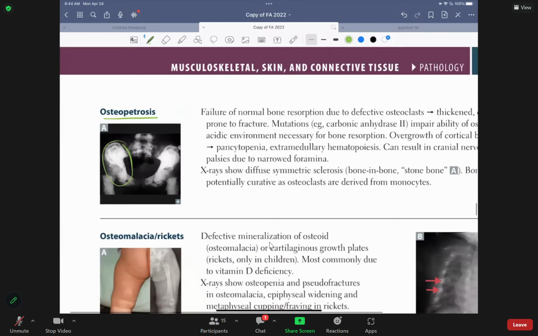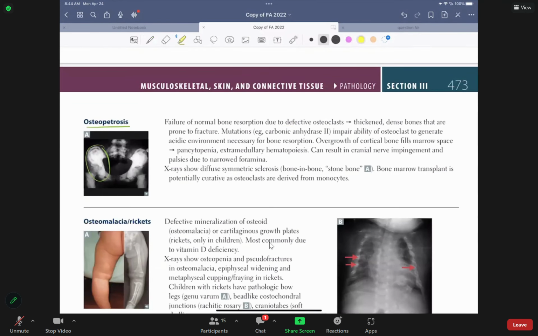Now, let's see what's the problem here. Defective osteoclasts. If you have defective osteoclasts, what happens here? You are building the bone, but you are not breaking it. Is that clear, folks? Because you need to break and build. So you keep building, so that's why the bone becomes thick. Is everybody following me? The bone is thicker, but some people think, if the bone is thick, doesn't it have more strength? No, because the bone is poorly built. Even though it's thick, it is not built properly, folks. Easy to break, okay? Thickened, dense bones that are prone to fracture.